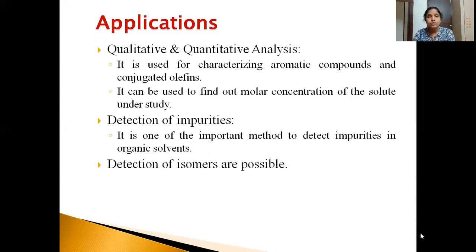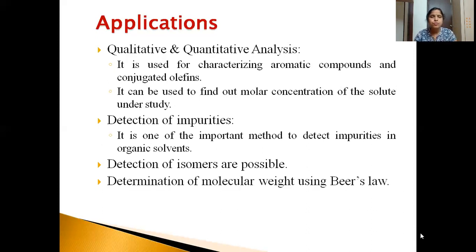Then detection of isomers is also possible. Generally we can take geometrical isomers, that is, cis and trans isomers. These isomers can be easily detected because they will show lambda max values at different positions.